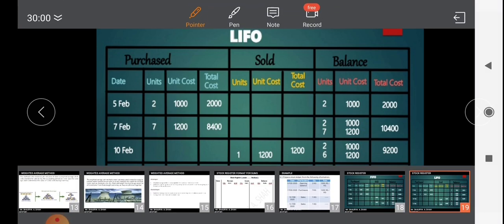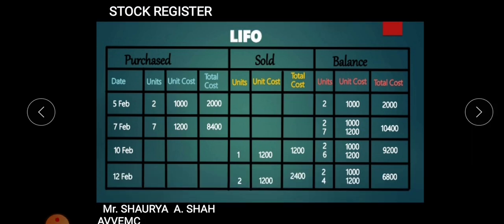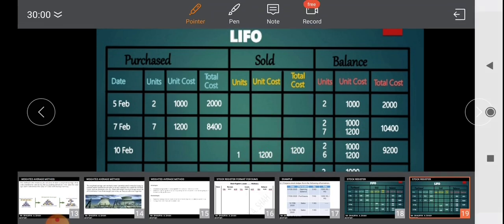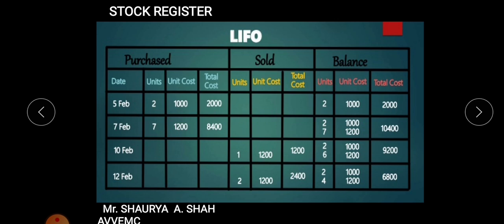1 unit which you have sold on 10th of February. Now this unit in FIFO we sold it from the 2 units which you are having in opening balance. Here you will sell it from the 7 units which you purchased last, right? So 1 into price, that is 1200, right? Remember students, there will be no change in the quantity column also. The only issue is your units cost, the amount or the rate which you are taking, that makes the difference, right? So 1200 units I have taken it from your 7.